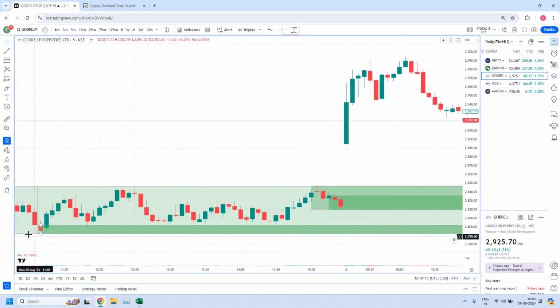Several times, see here, we have a drop base, it came and tested, and again it came and tested, and again it came very close. We can consider this is a test, and again it came and tested. Exactly at the proximal line of this fine-tuned 5-minute zone, the prices started moving up.